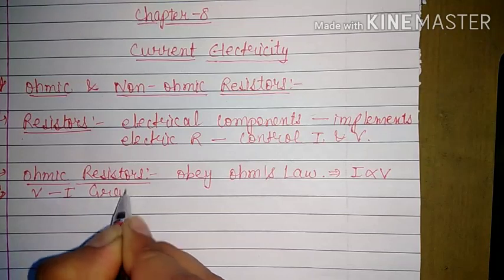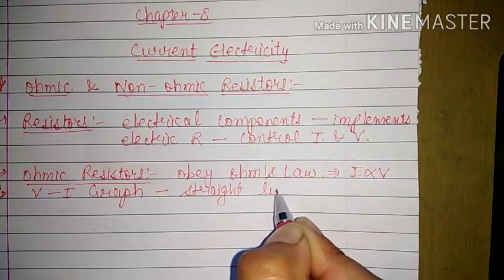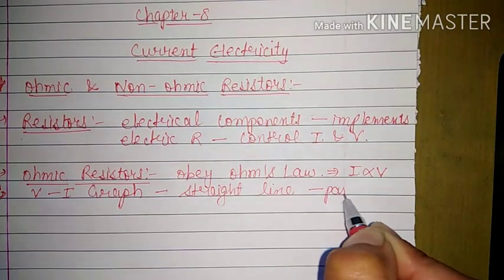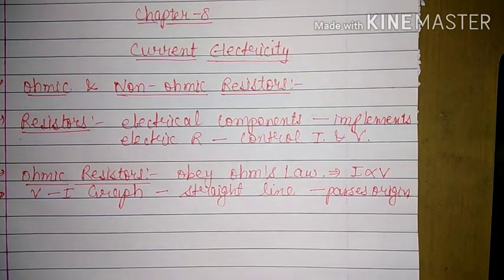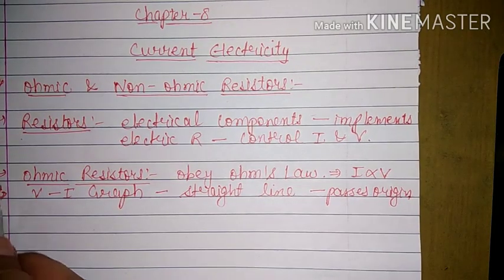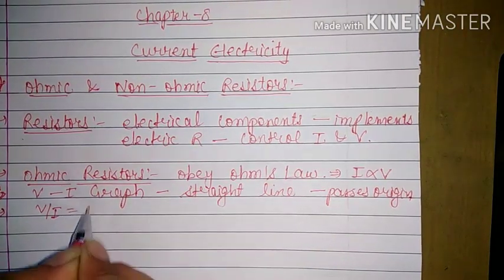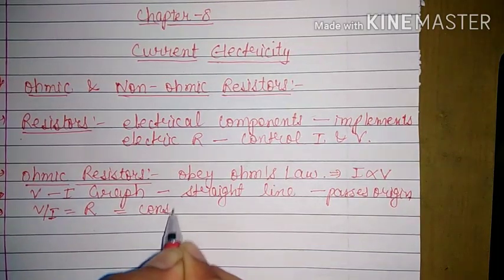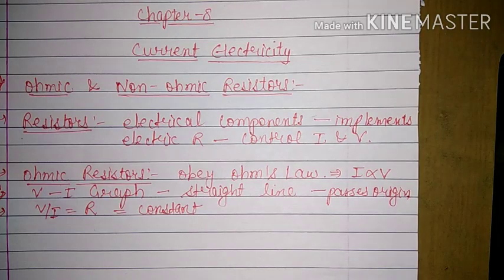This we have already studied. The VI graph is a straight line which passes through the origin. So these are the ohmic resistors, and the value of V upon I, that is resistance, remains constant for a particular conductor. In the experiment also we have seen that in every observation the value of resistance is almost constant, and to make it more accurate we have taken its average.